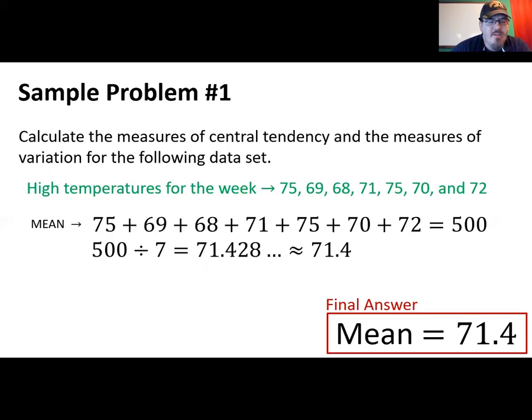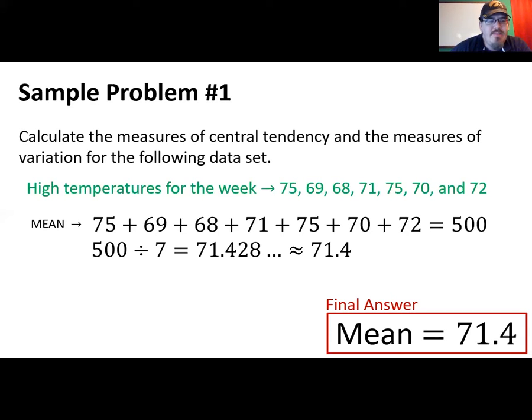And that's our solution. That's what we're looking for. And again, the mean gives you an indication of where the middle is of the values. In general, we have things that go from 68 up to, it looks like, 75 in our list. And so the middle value, roughly, is around 71.4, or the typical value in this situation.